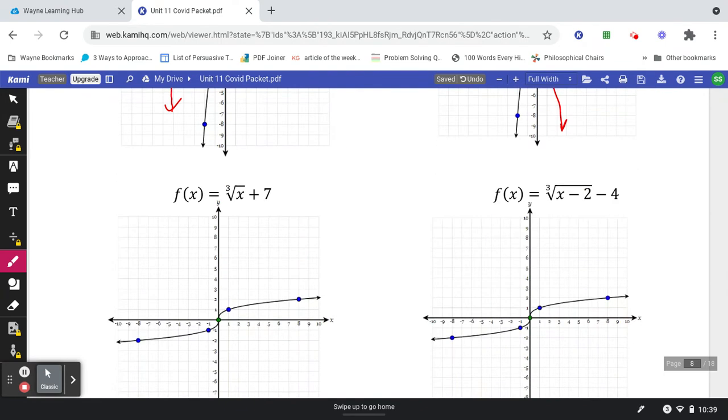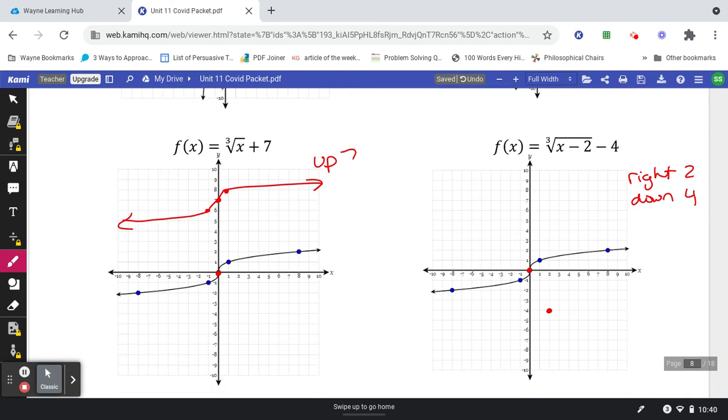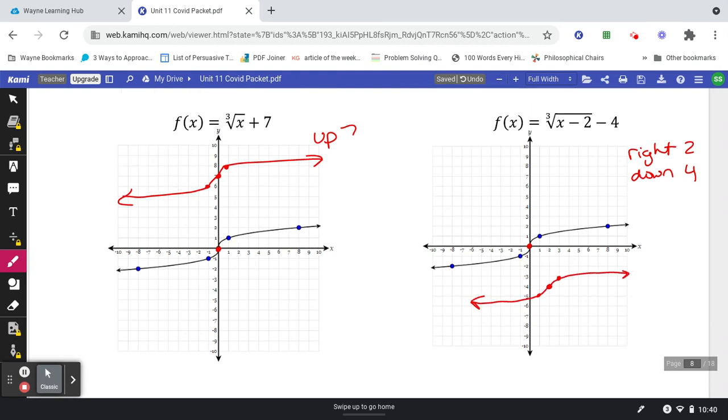All right, this one we're going to move up 7. Nothing else, so just take it, move it up, and again create the same pattern. And right 2, down 4: take that middle point, right 2, down 4, move it right there. And then again, just make that general shape. In Delta Math, it actually moves all the points for you at the same time, so you don't have to work with each one individually. And that's it.